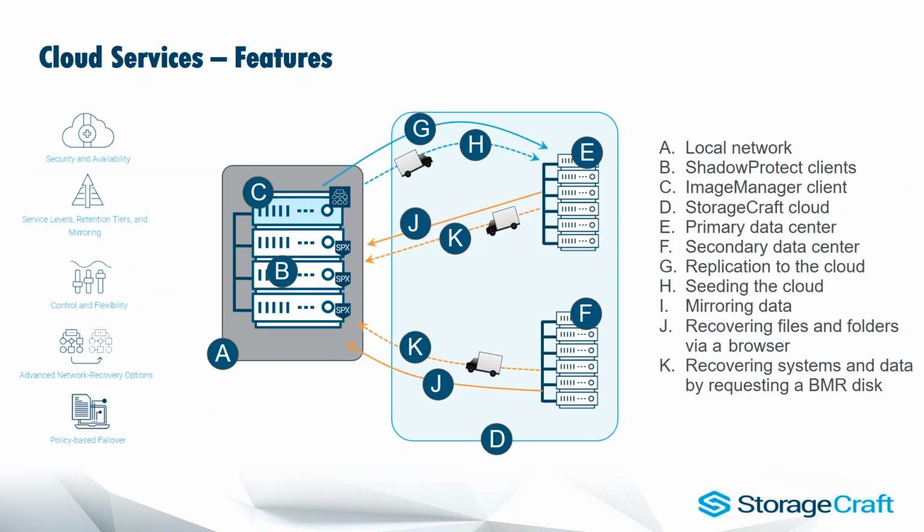So, cloud services features. This is just a quick overview. It's probably a little cluttered as to exactly what's required. You have your local network, your ShadowProtect clients, your Image Manager client, your StorageCraft Cloud, your primary data center, secondary data center, replication to the cloud, seeding the cloud, mirroring data. That's not available in EMEA at the moment. Recovering files and folders via browser and recovering systems and data by requesting a BMR disk.